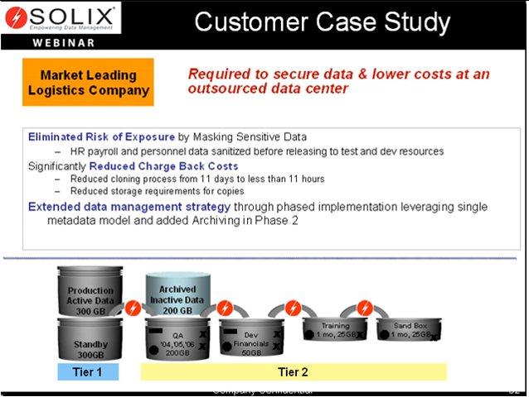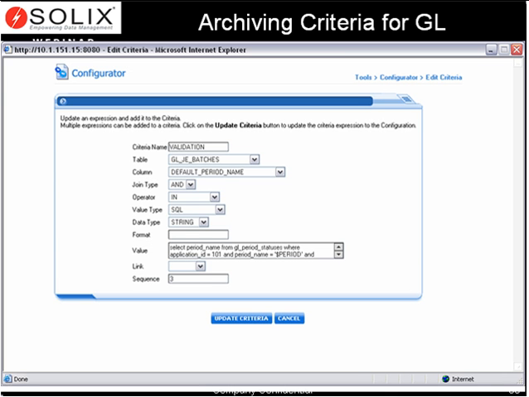Now, just to give you an example of what that looks like in Solix's Enterprise Data Management Suite, here we're showing the definition of creating an archive criteria for General Ledger. And again, it looks very similar to the subsetting, but here we have a process that requires a validation criteria where we're looking for the period that is targeted to be archived and to make sure that the booking period is closed and that all of the transactions that are related to that particular booking period are eligible for archiving.